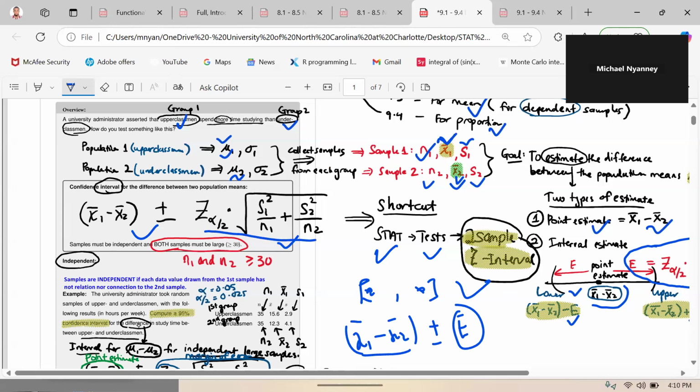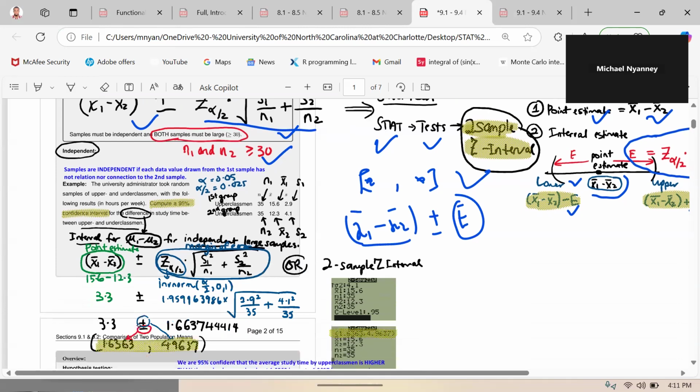Okay, so samples must be independent and both samples must be large, as you can see here. So what do we mean by independent? Samples are independent if each data value from the first sample has no relation nor connection to the second sample. So they are independent by the definition of independence. We have an example here for us to demonstrate what we are talking about.